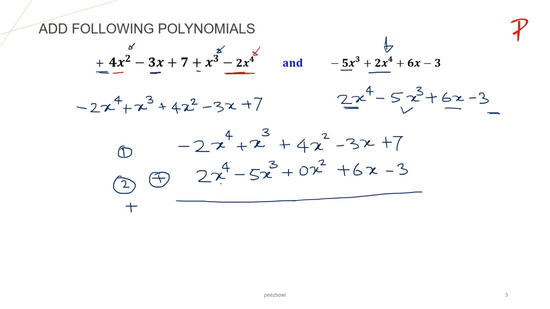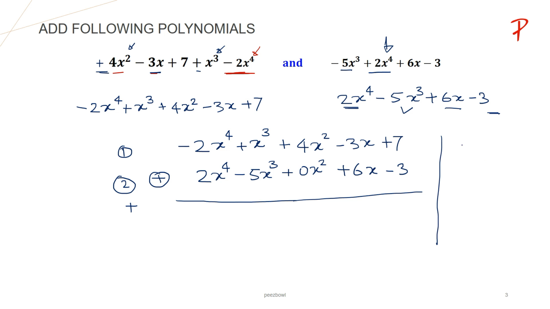These two are like terms, right? Because minus 2x to the power 4 and 2x to the power 4 both have a variable with the same power, x to the power 4. So we need to add their coefficients, right? In minus 2x to the power 4, the coefficient is minus 2, and in 2x to the power 4, the coefficient is 2. So we need to add minus 2 and plus 2, which is going to be, I will write it here.